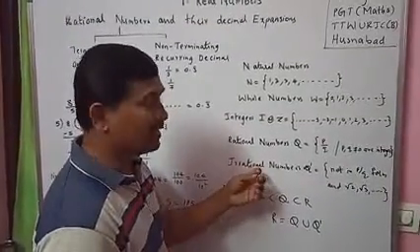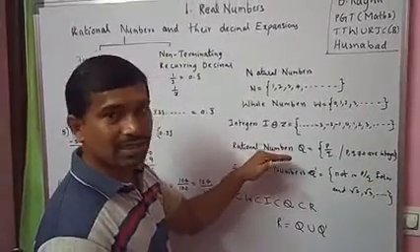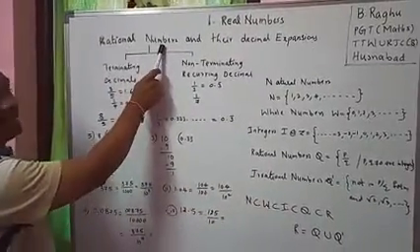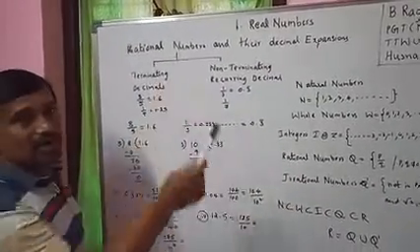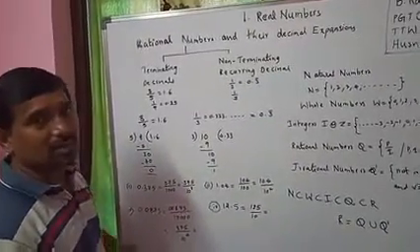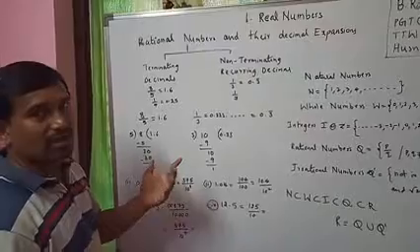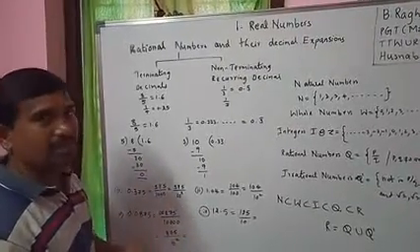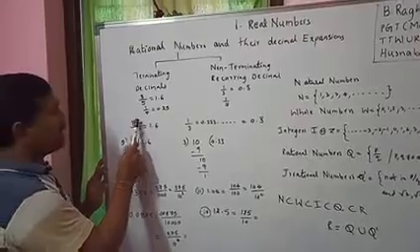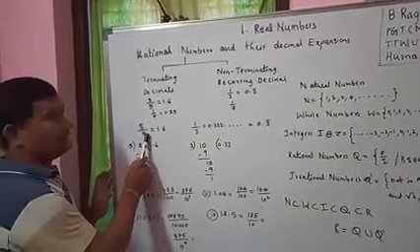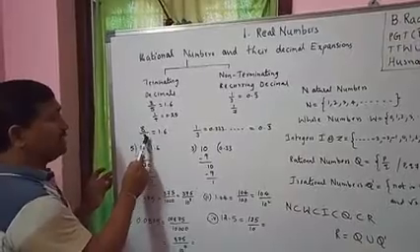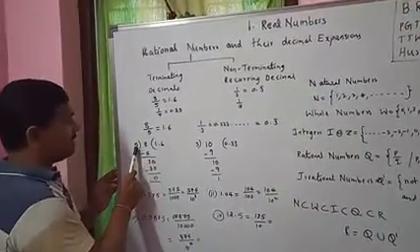Before defining irrational numbers, let us see some rational numbers. If you convert rational numbers, which are fractions, into decimal form using the division method, see here 8 by 5. 8 by 5 is a rational number. To convert into decimal form, I am dividing 8 by 5.